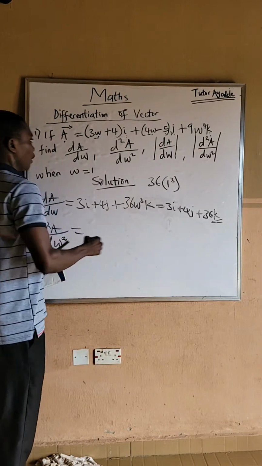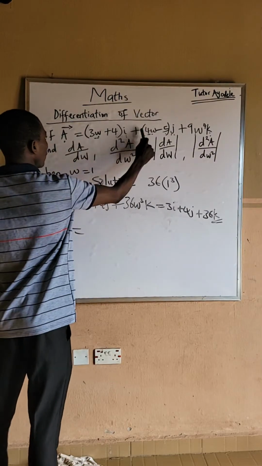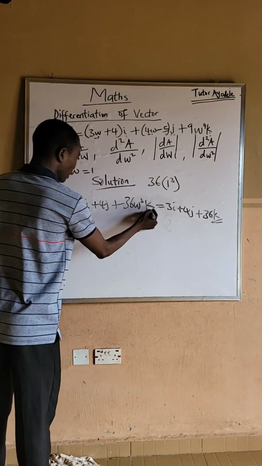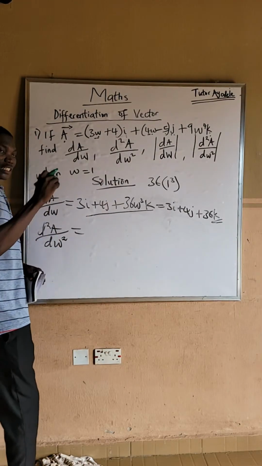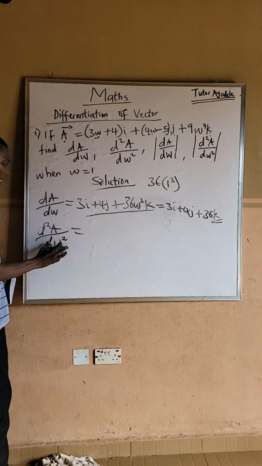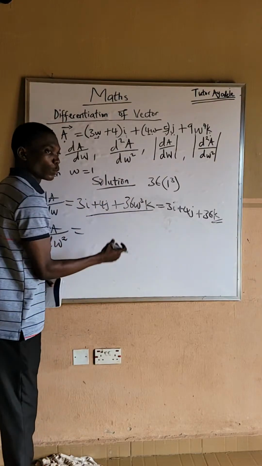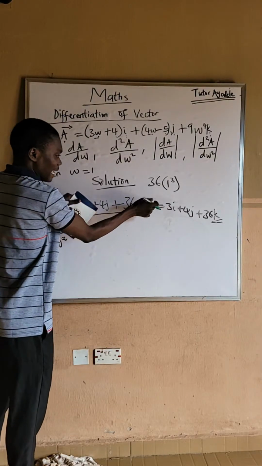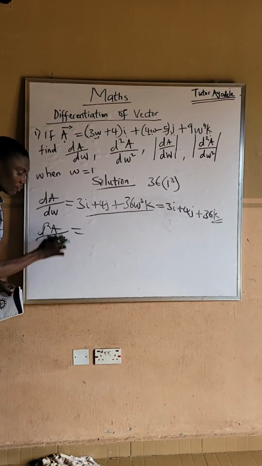Then take note that when we differentiate this for the first time, this was our answer. That was what we got from here to here, right? So this time around, we are going to differentiate whatever we have again for the second time. You know, when we differentiate for the first time, we have this. So we still differentiate this again for the second time. So whatever we have will be the value of this.